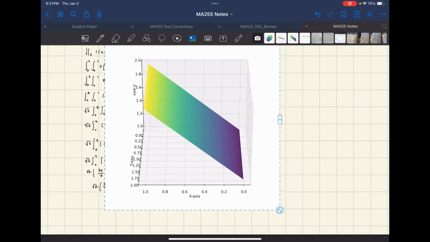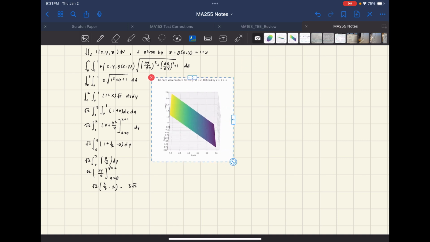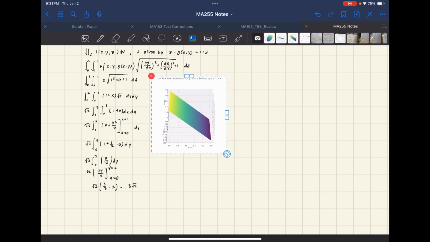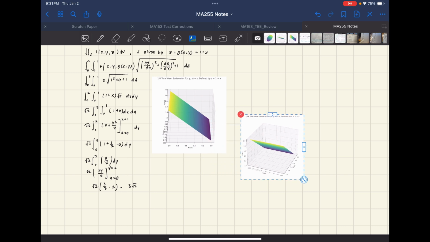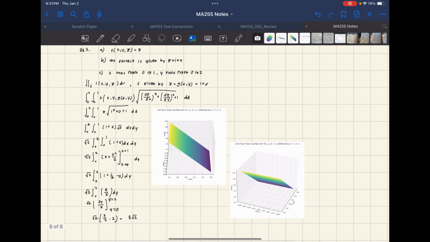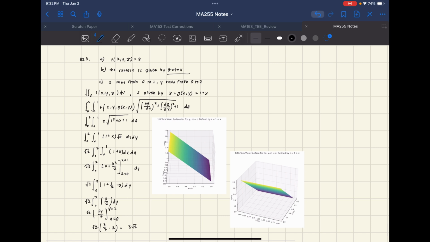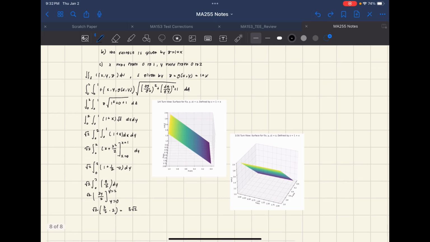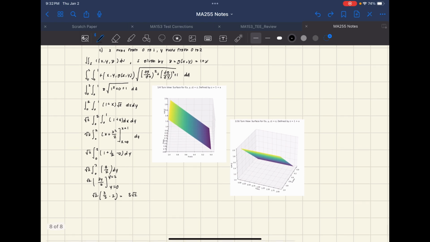I have here two visuals from ChatGPT of the same problem. So to connect the problem to this visual, the plot shows the surface z is equal to x plus 1 over the bounds of x and y. So x controls the slant of the plane, increasing z as x increases, and y stretches the plane along the y-axis.